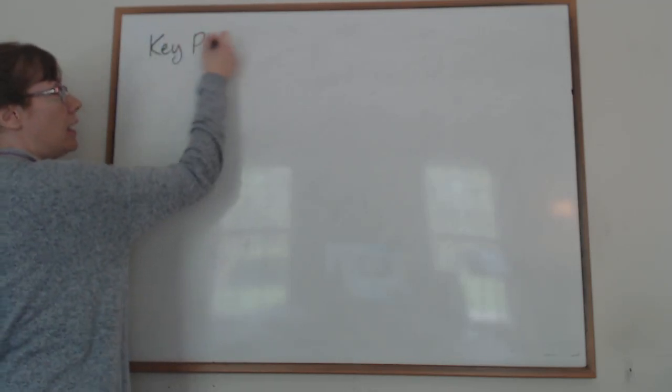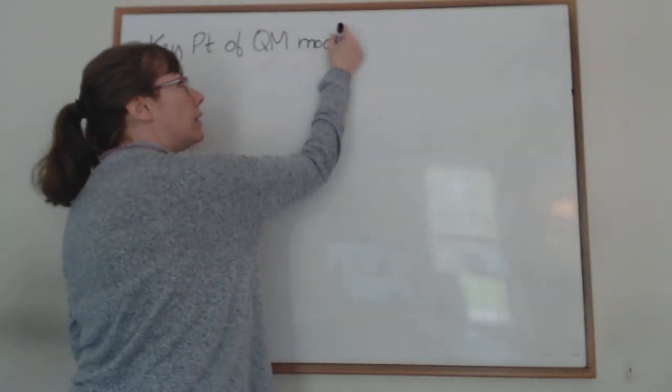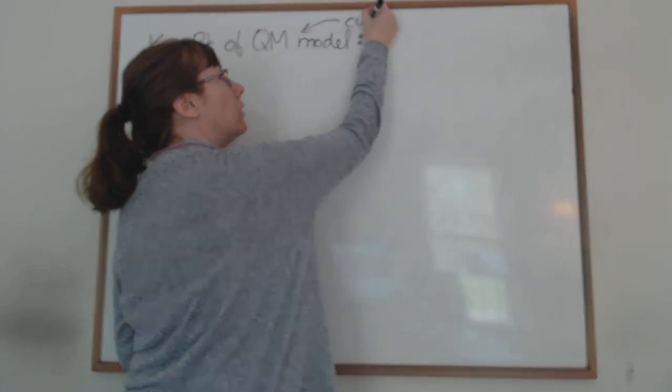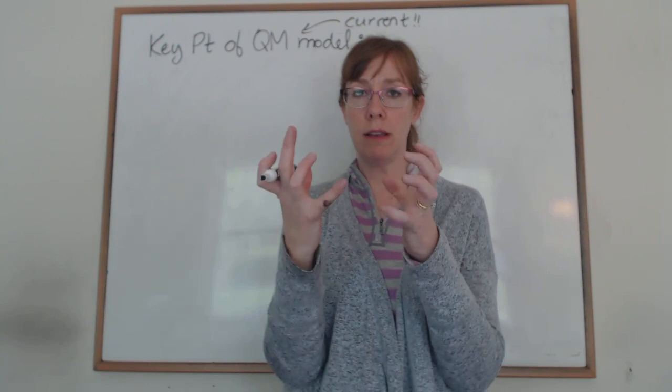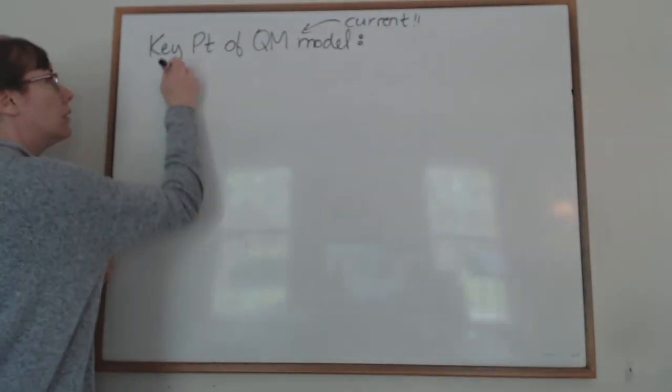Actually, let me write just a little bit. The key point of the quantum mechanical model. So once again, the Bohr model ends up getting replaced by the quantum mechanical model. This is our current model of the atom. The whole crux of it is that just like light, let me write this down.